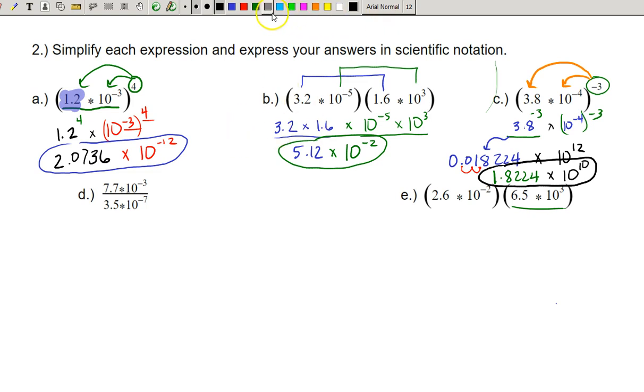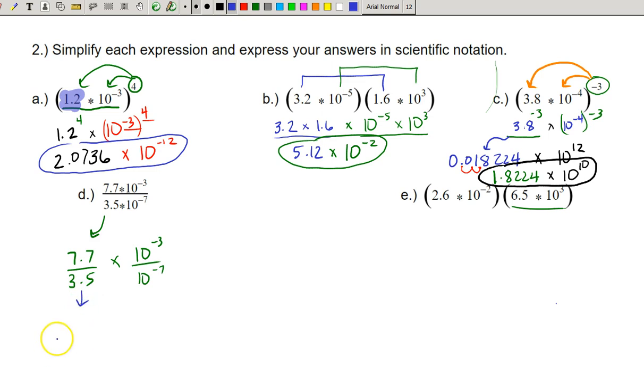All right, looking at part D. Part D, we have a scientific notation number divided by another one. So now we just have these two things that are being divided. Really I can break this down into 7.7 over 3.5 times 10 to the negative 3 over 10 to the negative 7. I can really treat the problem as two separate pieces.